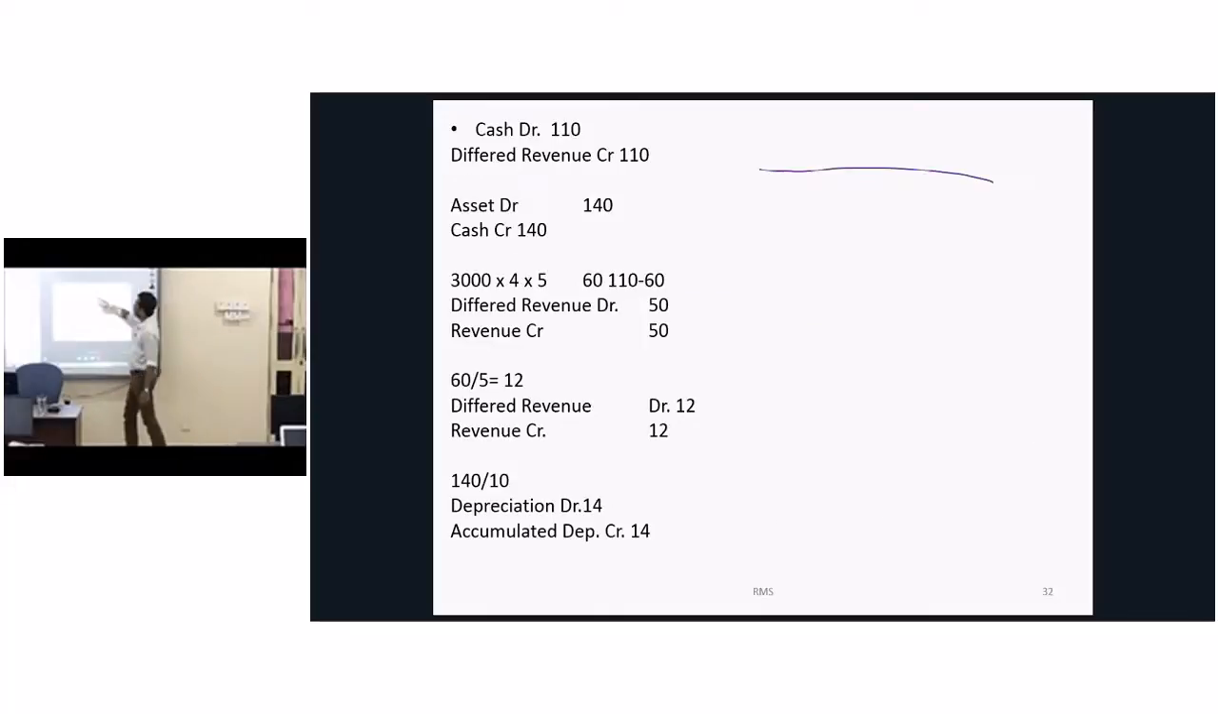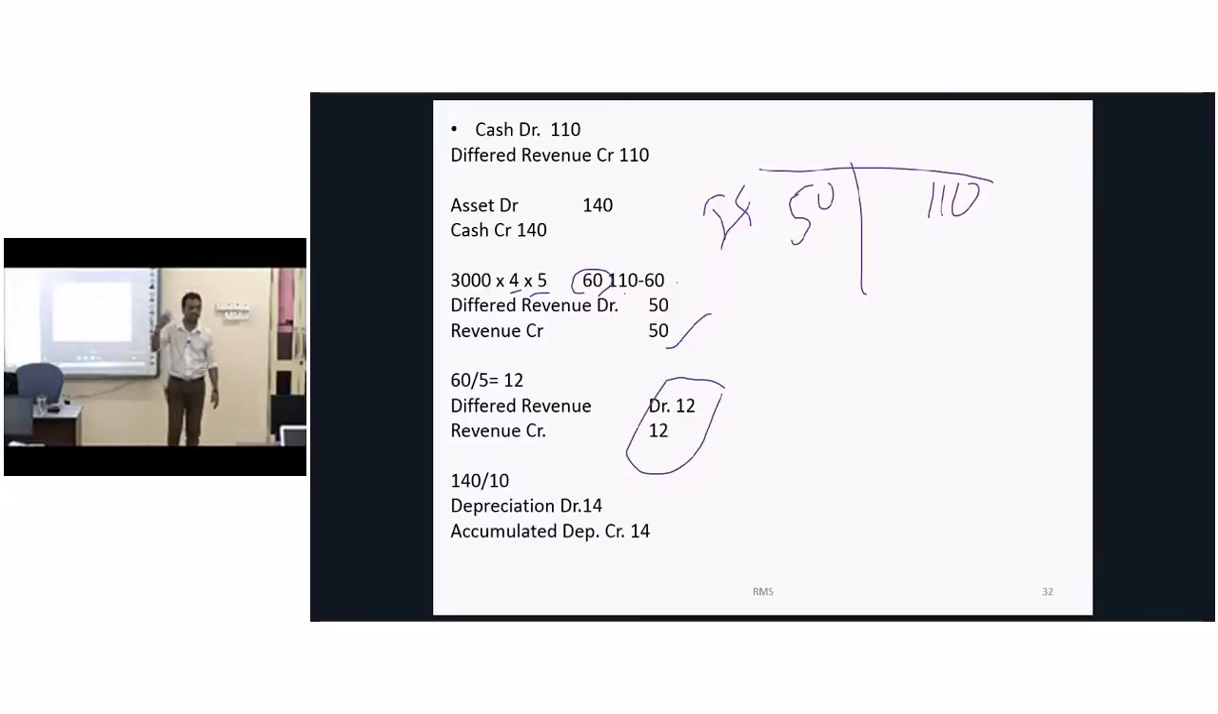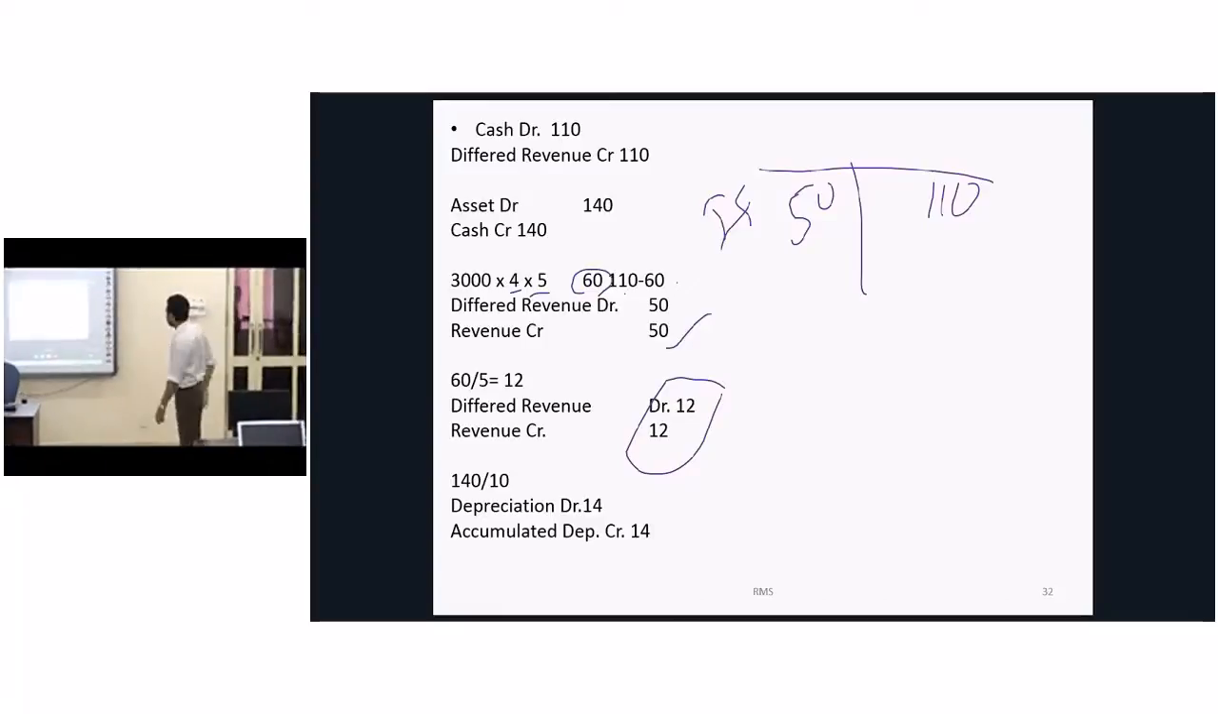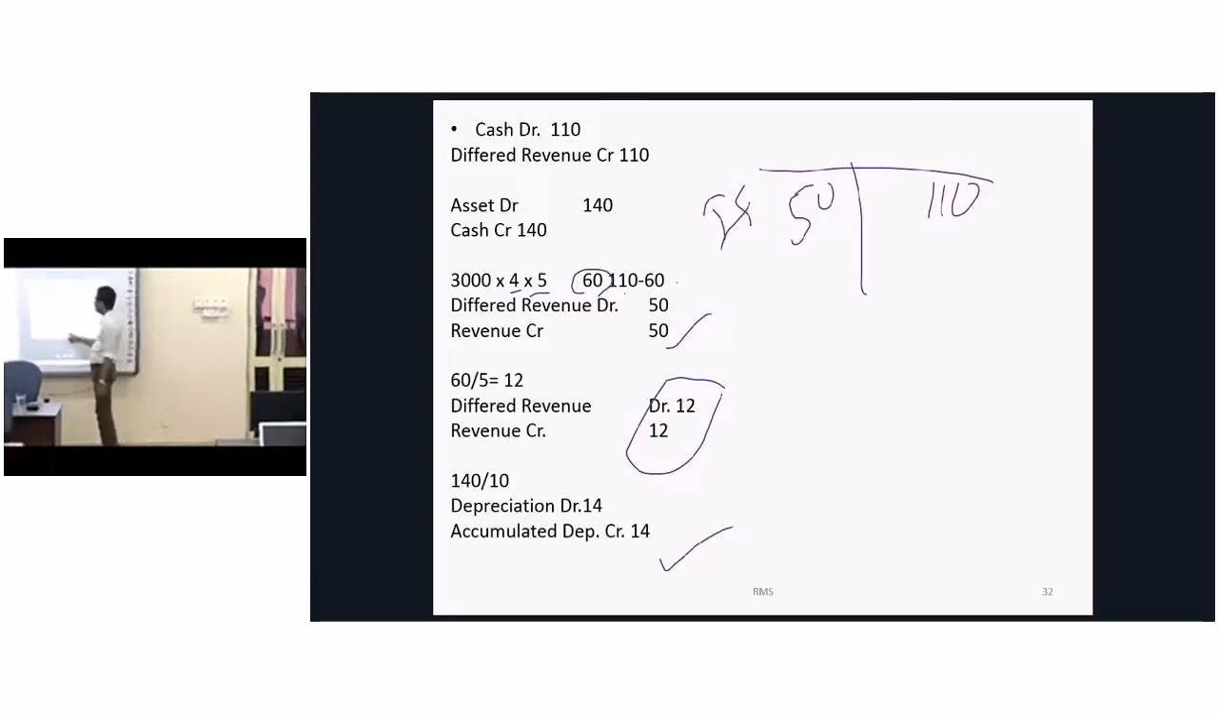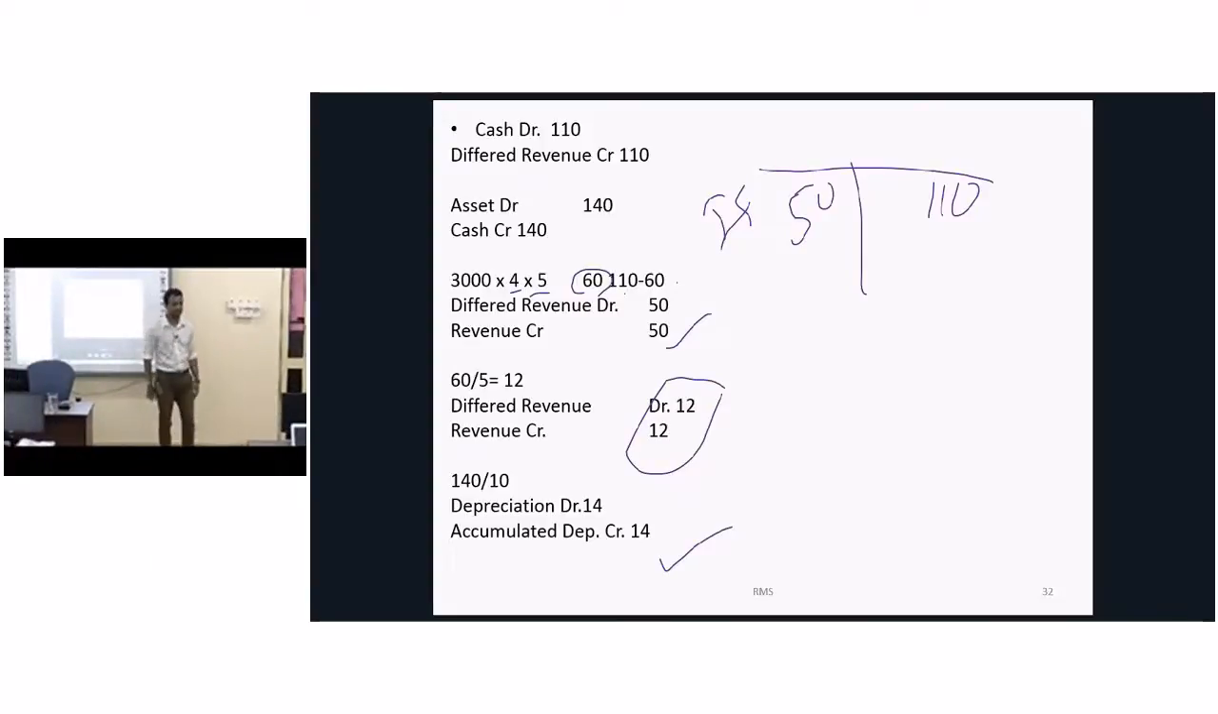110 cash debit, deferred revenue credit. From this, 50 we charge to revenue. Look here, deferred revenue debit. How to get 50? 3,000 discount per quarter. How many quarters per year? 4, into number of years 5. Then total 60. 110 minus 60, it is 50 that goes to the income statement. Then this 60 we have to recognize into income part by part, 12 each, year by year. Right? Depreciation is 140 divided by 10. It's 14. As usual we have to count.